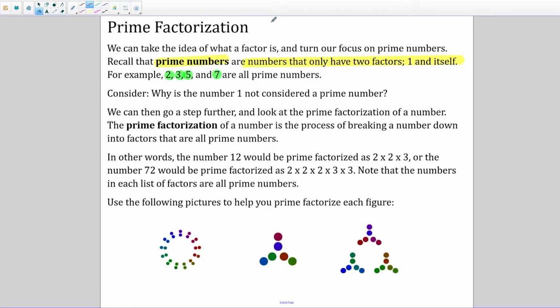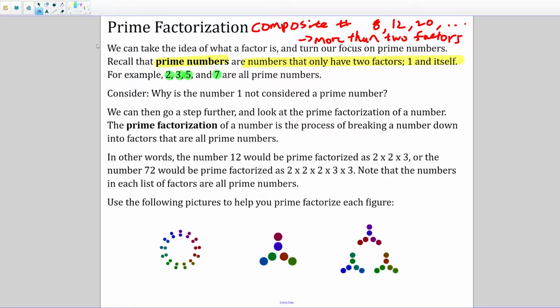You might remember that the opposite of a prime number is what we would call a composite number. A composite number just has more than two factors. So any numbers where there's more than two factors, such as 8, 12, 20, and so on.